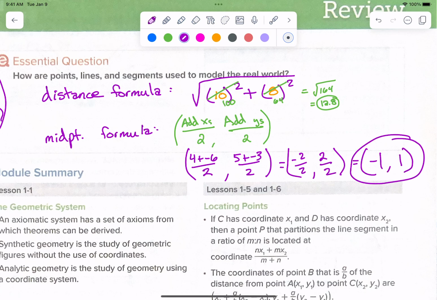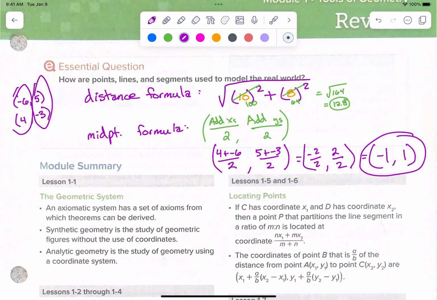If I was doing this for a test, you better believe I would probably use a little scratch paper off to the side or something and plot those points and see if -1, 1 lived approximately in the middle. Does that make sense? Okay, I would kind of check it to see if it looks reasonable, all right, if I was doing this for a test. Got it? Okay, so there you go.